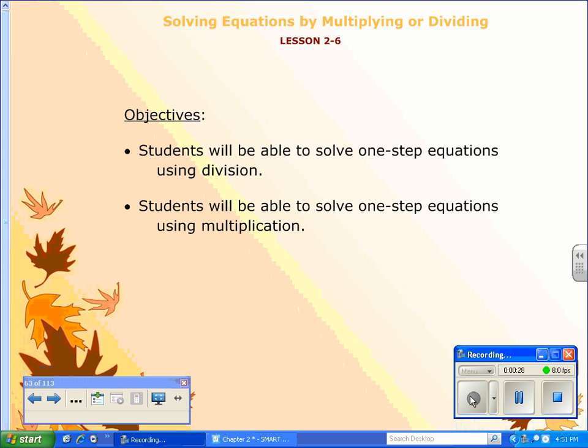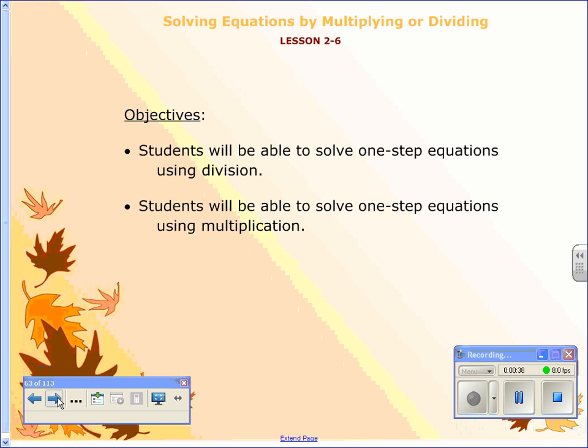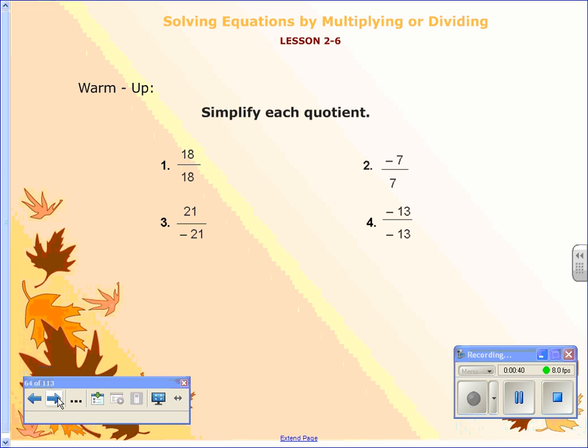So tonight we have two main objectives. First, students will be able to solve one-step equations using division. And secondly, students will be able to solve one-step equations using multiplication. As a warm-up, we need to simplify each quotient, so basically you need to divide them out. I'll have you get started in just a moment, but I have a few things to remind you of.